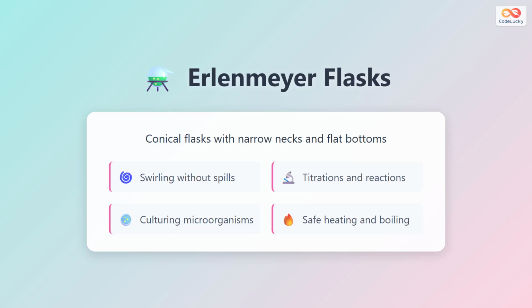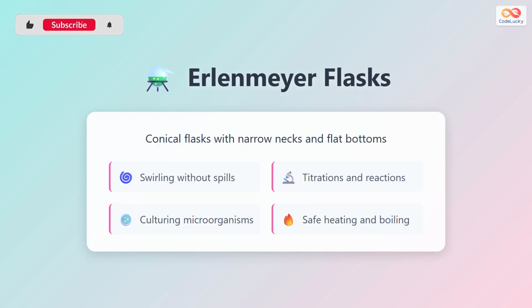Next, we have Erlenmeyer Flasks, also known as conical flasks. These distinctive containers have a flat bottom with a conical body that tapers into a narrow neck. This unique shape allows you to swirl liquids vigorously without spilling, making them ideal for mixing reactions.